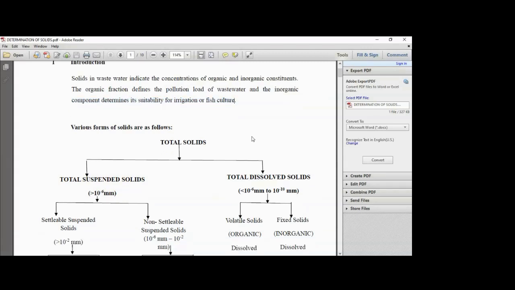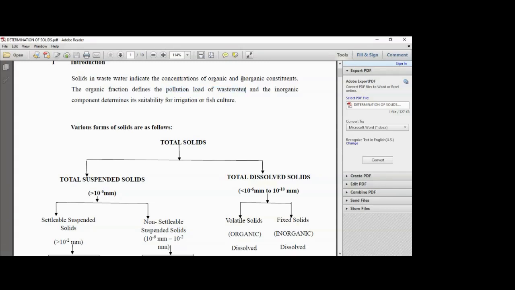Now you'll have to understand that solids can be organic as well as inorganic. When we talk about organic solids, they will be defining the pollution load of the wastewater. What is the pollution load? That is nothing but your BOD and COD, right? So your pollution load will be nothing but the BOD in mg per liter and COD in mg per liter. That is called the pollution load of the wastewater.